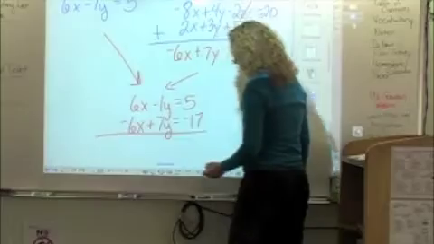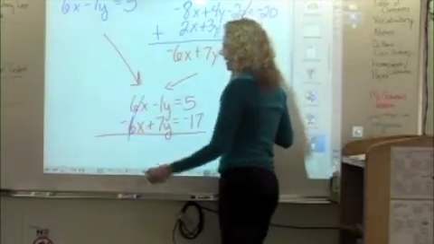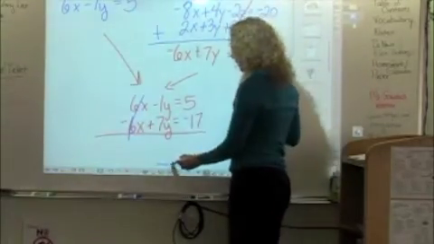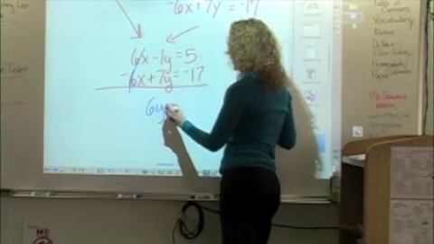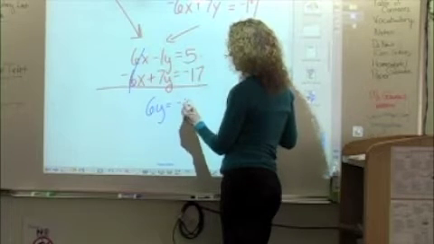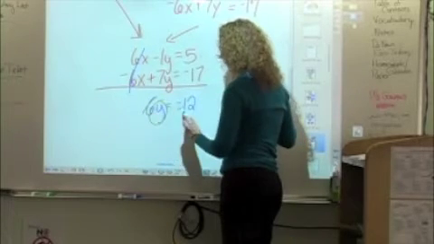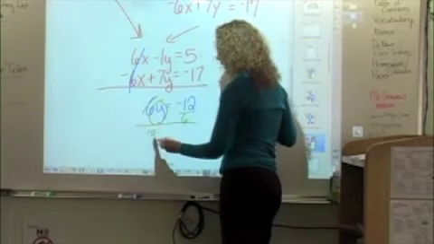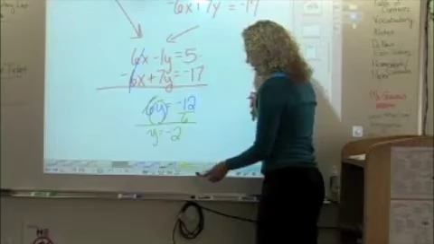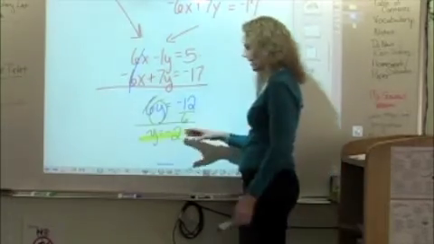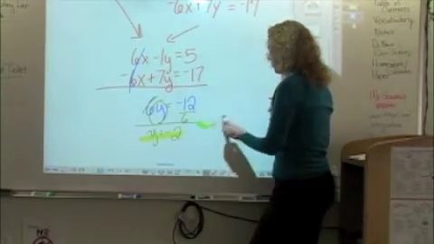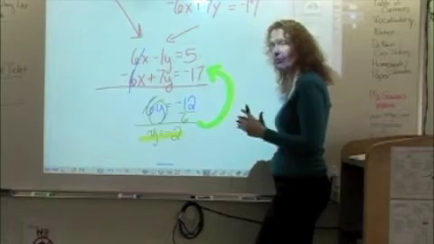The awesome thing about this one here, my x's are eliminated. So I am left with a 6y equals negative 12. So I solve for my y by dividing by 6. Y is negative 2.